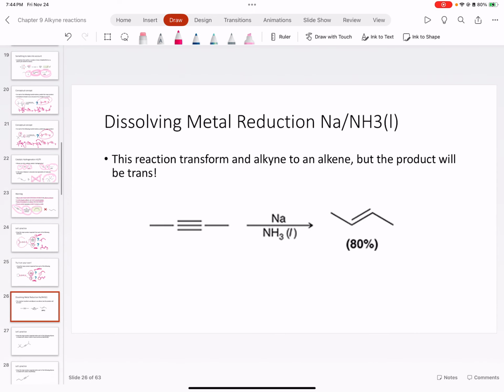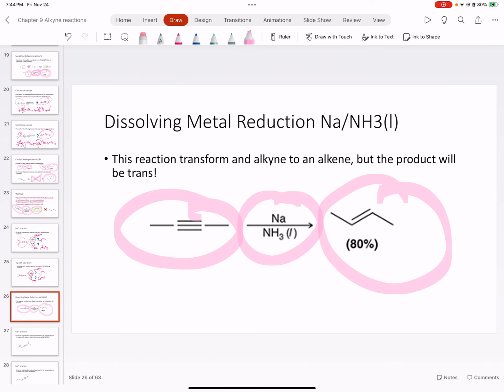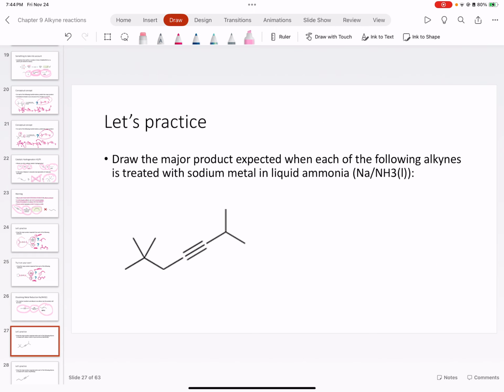So then dissolving metal reduction, Na, NH3. When we react with this, with Na and liquid NH3, we go from our alkyne to a trans alkene. So that's basically it.